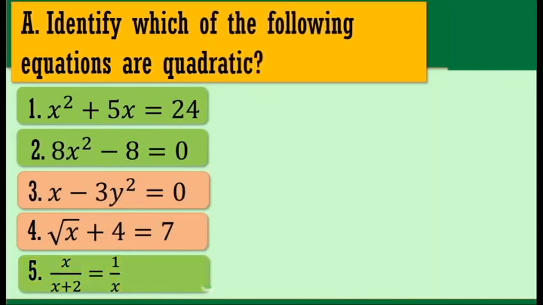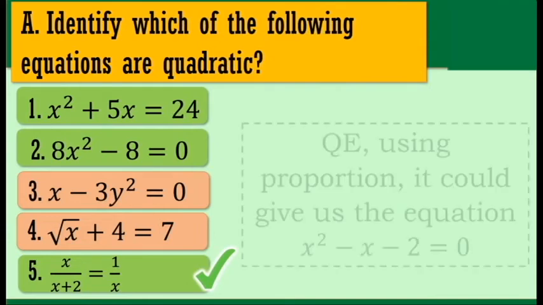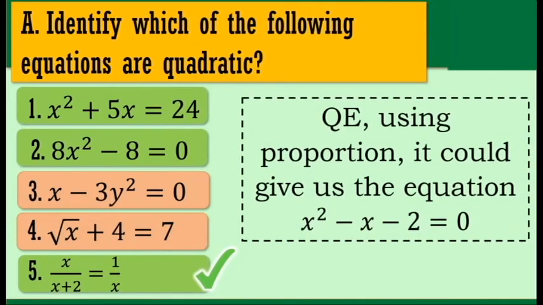Let's reveal. The answer is this is a quadratic equation, because using proportion, it could give us the equation x squared minus x minus 2 is equal to 0, following the form of your quadratic equation with the first term as the quadratic term, the middle term, and your last term, which is a constant. So that's it. 1, 2, and 5 are quadratic equations, while numbers 3 and 4 are not quadratic equations.